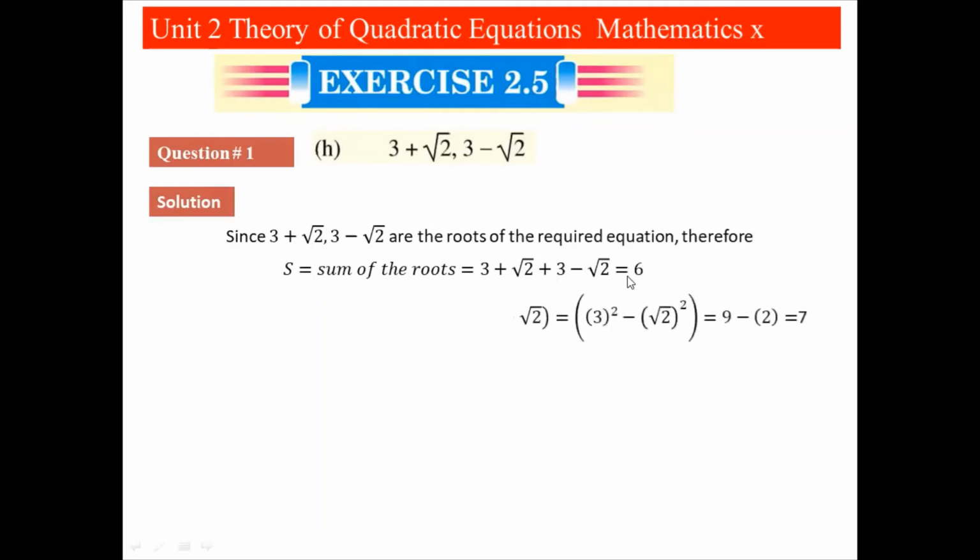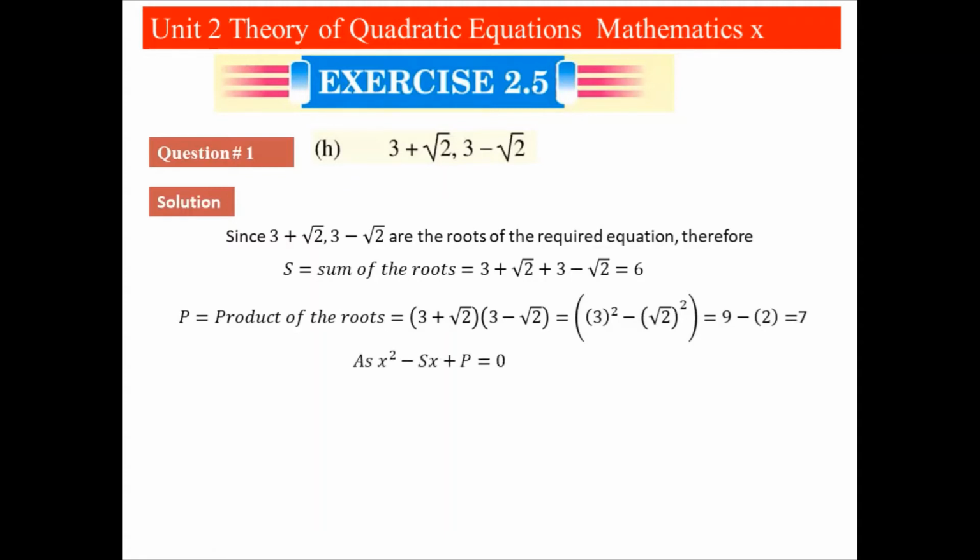3 plus 3 will be equal to 6. Now the product of the roots p is equal to 3 plus square root of 2 multiplied with 3 minus square root of 2. So we can utilize the formula a square minus b square. So 3 square minus square root of 2 whole square. 3 square is equal to 9 and square root of 2 square is equal to 2. So 9 minus 2 is equal to 7. So the product is equal to 7.